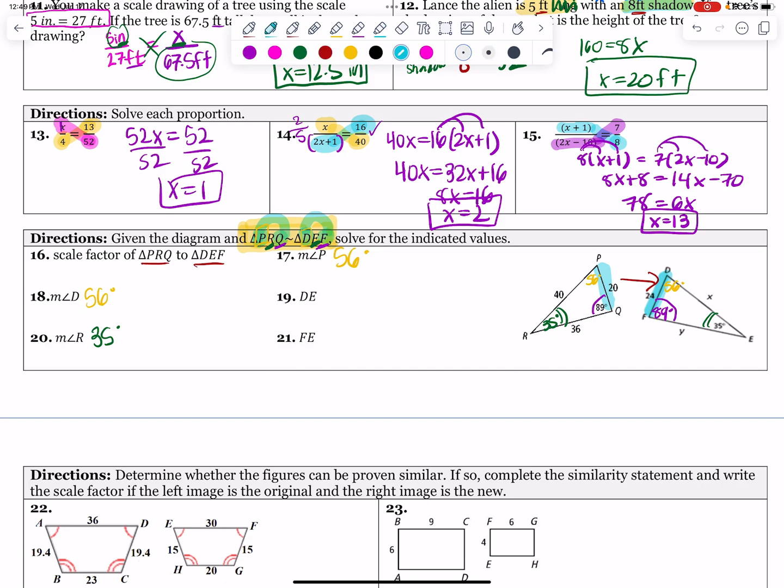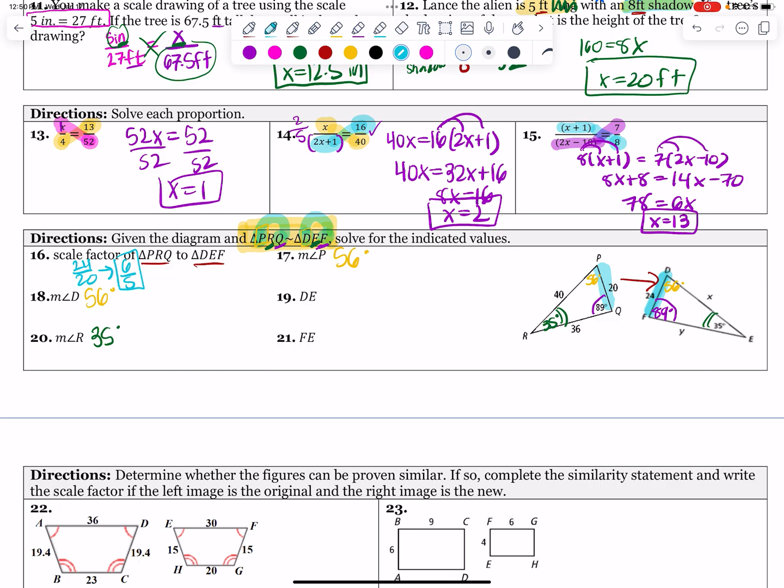So in other words, what I can do is I can say, okay, well, that's going to be 24 over 20. So I know that this shape is getting bigger. So I divide both of those by 4 and I reduce this. When I divide by 4, you would get 6/5. So if I ask you for the reverse, DEF to PRQ, you would get 5/6.